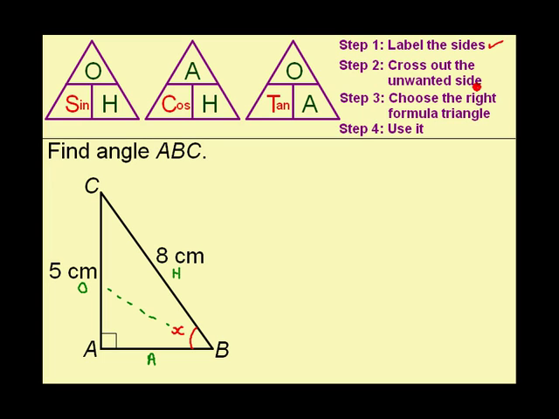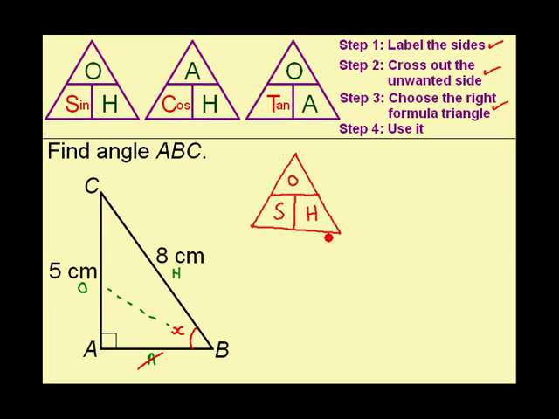I then cross out the unwanted side. So I've got this one here, I've got this one here, but I don't have anything on this one, so I can cross this one out. Then I choose the correct formula triangle. I've got O and H, so it's going to be this triangle here, and I write it out.